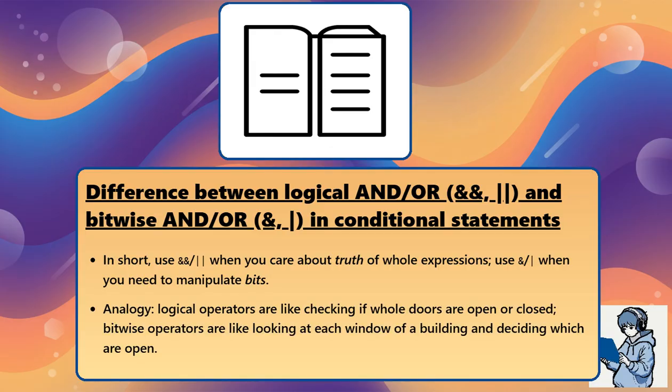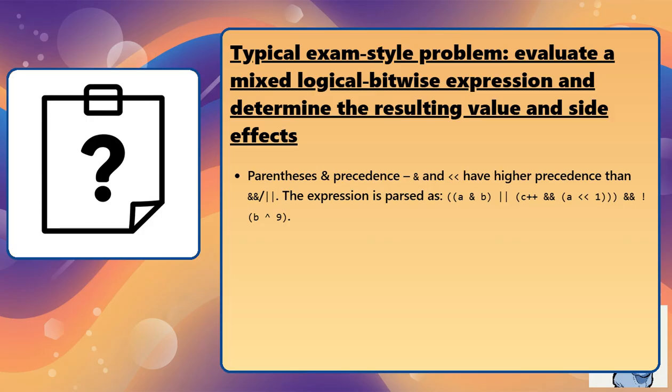Analogy: logical operators are like checking if whole doors are open or closed. Bitwise operators are like looking at each window of a building and deciding which are open. Parentheses and precedence: the ampersand and left shift operators have higher precedence than logical and and logical or, so the expression is parsed as (a bitwise and b) or (c++ and (a left shift 1)) and not (b XOR 9).